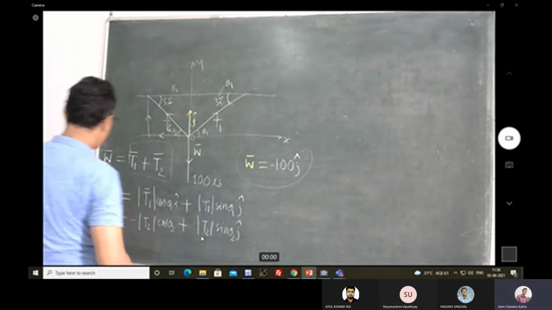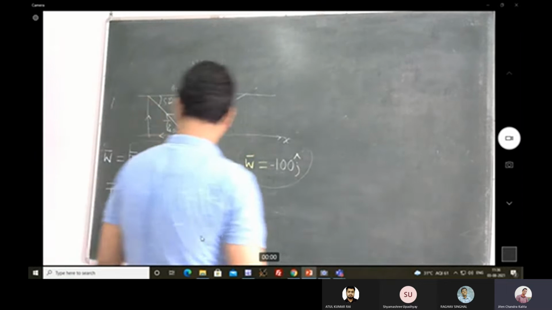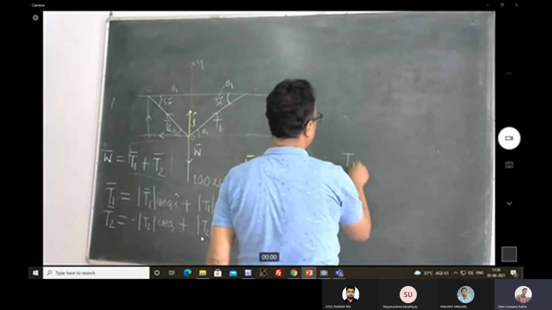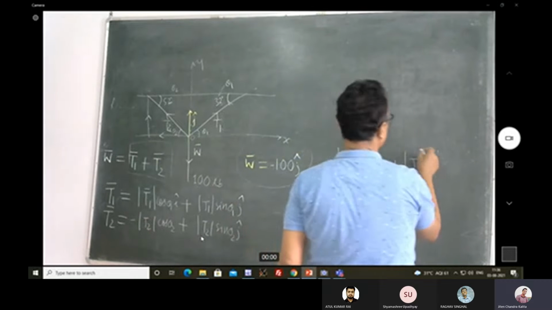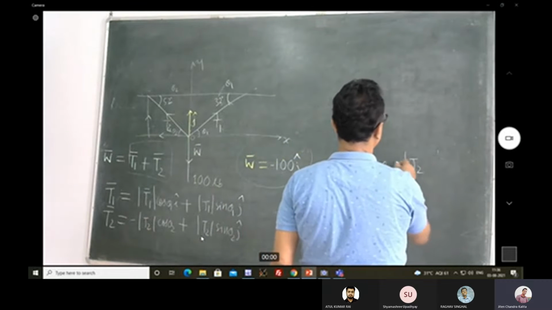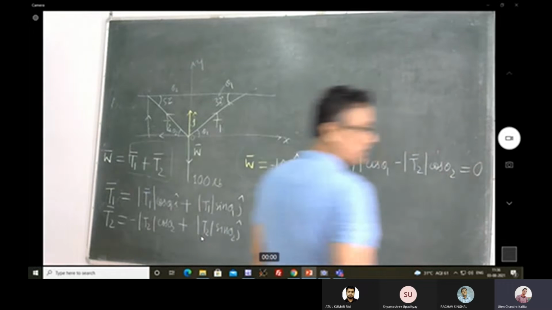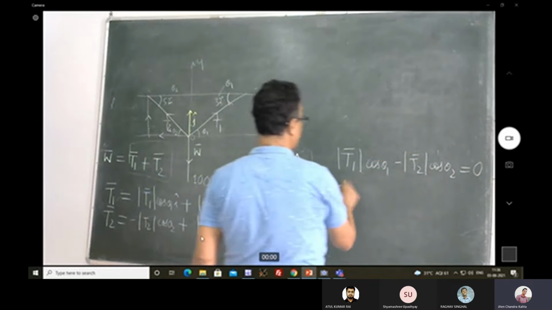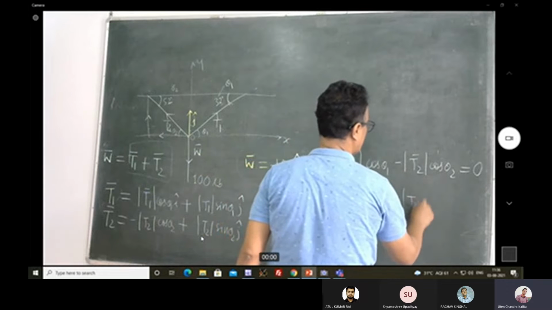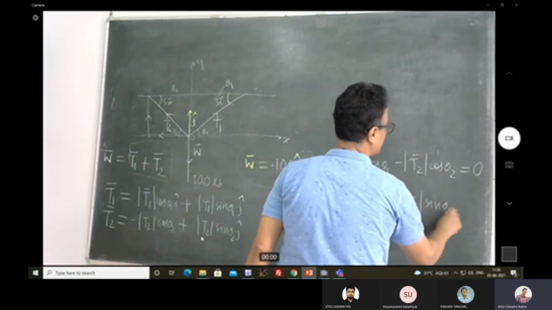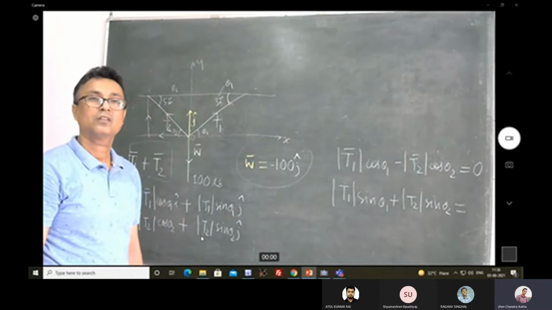So now, if I equate T1 plus T2 with W, what am I going to get? I am going to get T1 cos theta 1, sorry, I think it is minus T2 cos theta 2, this is going to be equal to 0, right? And then T1 sin theta 1 plus T2 sin theta 2, this is going to be equal to what?